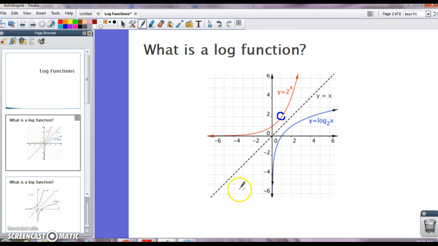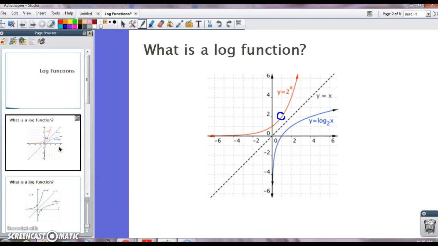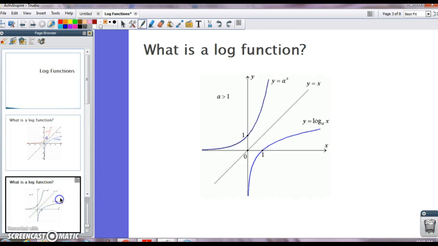So in general, this would be the general form of that. This was a very specific example with y equals 2 to the x. Here is the general form. If I have an exponential function, when I take the inverse of it, I end up with the log function. So that's what it looks like graphically. Before we get into how we find log functions and how we manipulate them, let's look at this graph a little bit more.